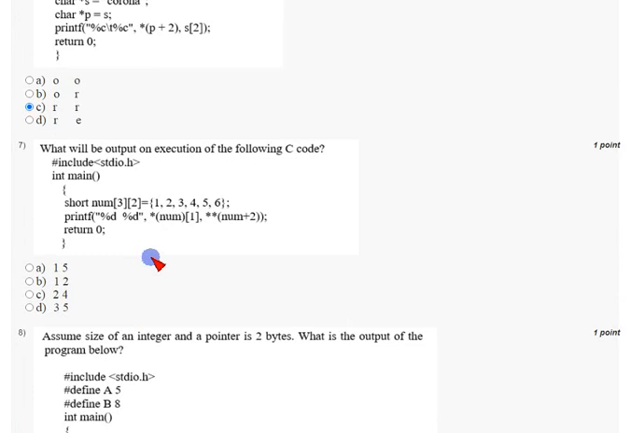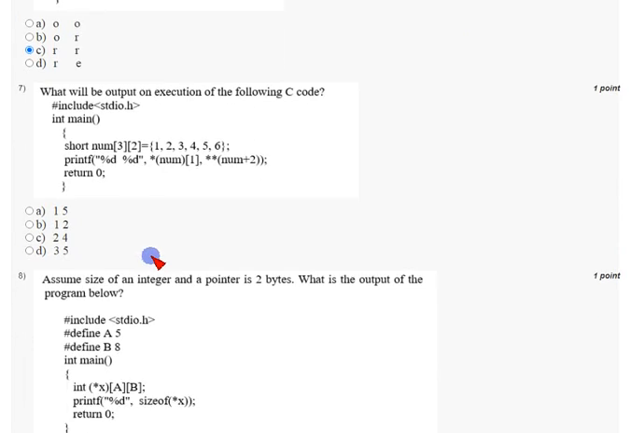And coming to the 7th question, what will be the output on execution of the following C code? The 7th question answer is option D, that is 3 comma 5, there is a space here, 3 5.